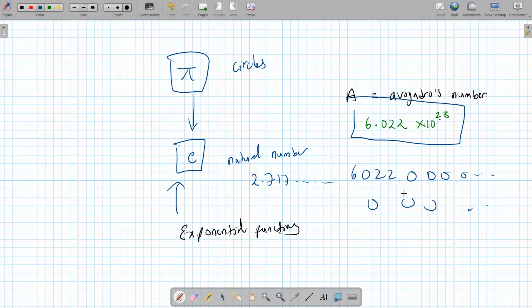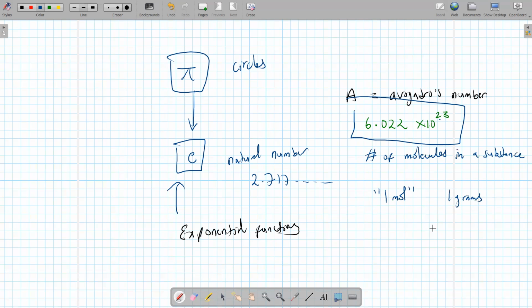Turns out, this is the number of molecules in a substance. Well, in something called 1 mole of substance, which for us, we can just pretend is 1 gram. It's technically not grams, but you can just pretend it's grams. So in any 1 gram of a substance, for example 1 gram of sugar, if you break this down, you're going to get this many molecules in there, which is a huge number.